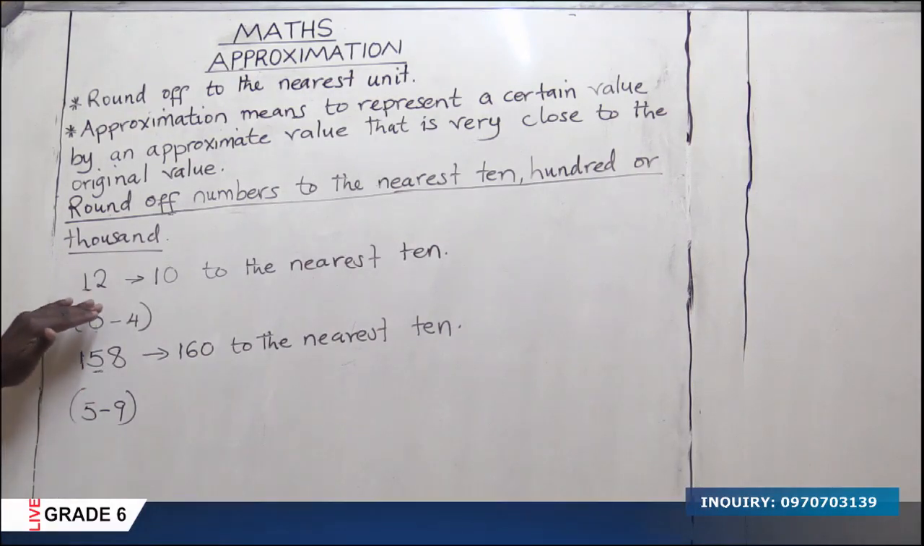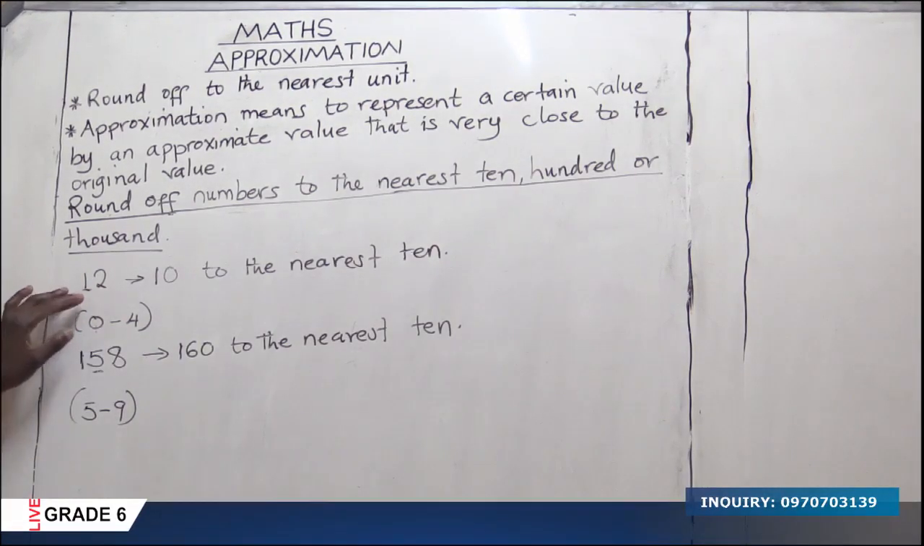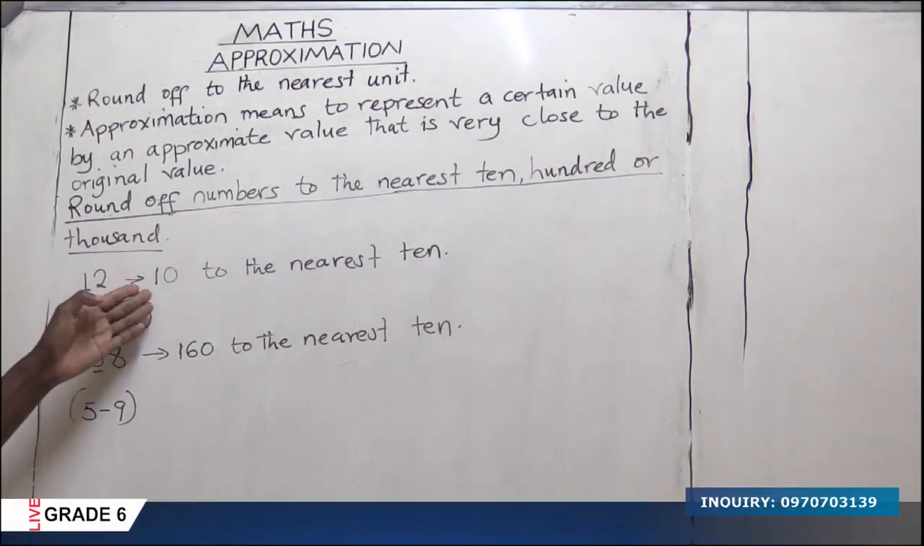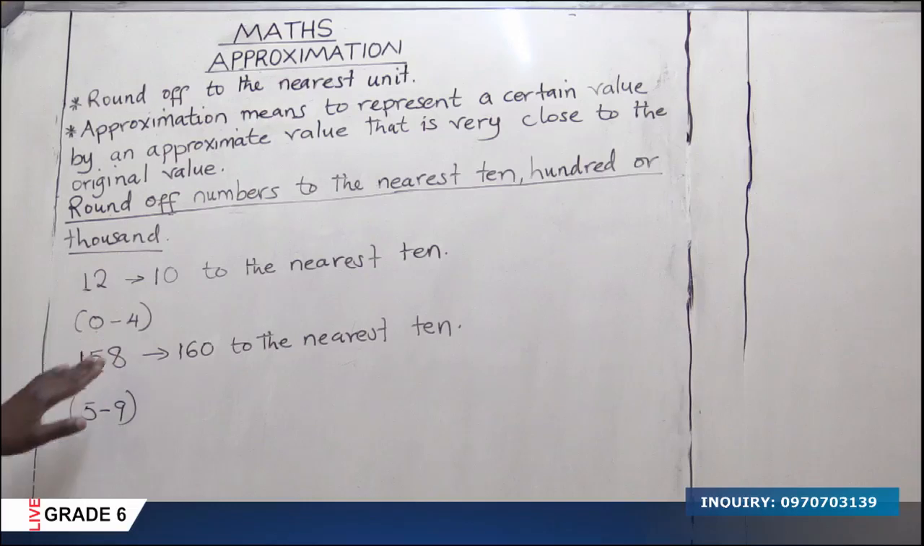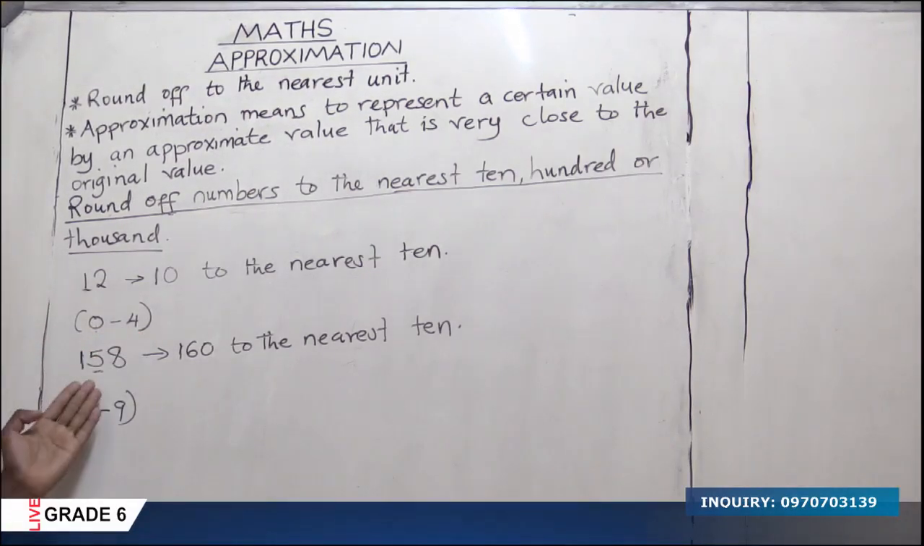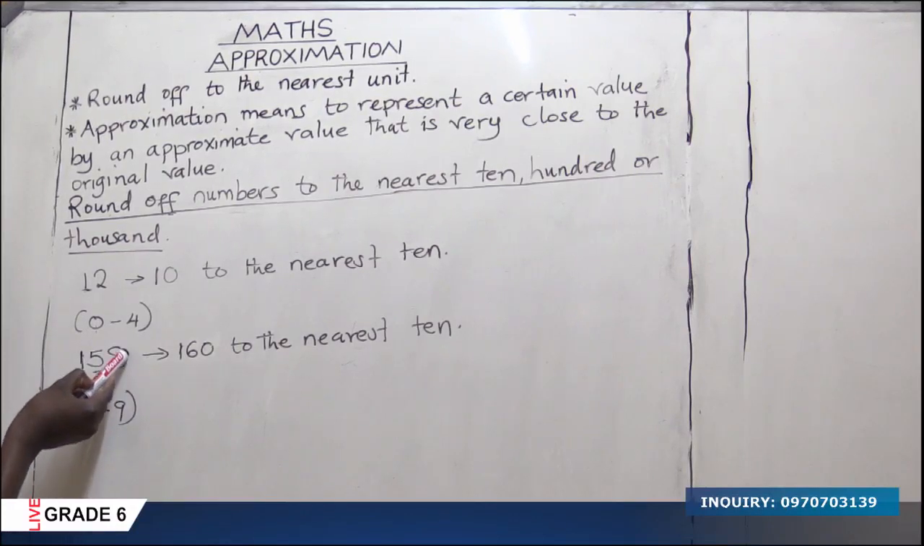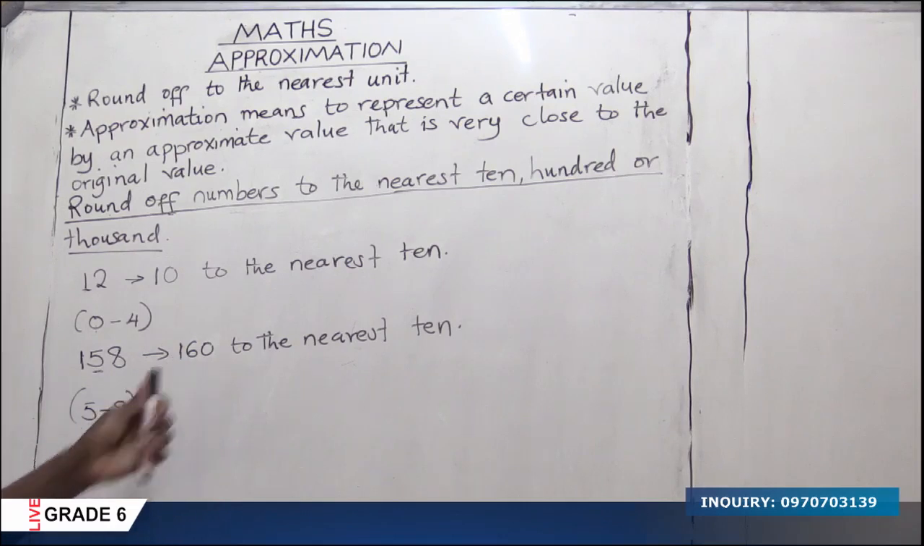So, boys and girls, I said if the number that you're rounding off is between 0 and 4, what do you do? You round down. So this is what we've done here. We've rounded down and the number becomes 10. Why? Because our 2 there is between 0 and 4. But for 158, if you look at 8, it's between 5 and 9. So we've taken 1 from 8 and we've put it on 5, it has become 6. So it has become 160 to the nearest 10.